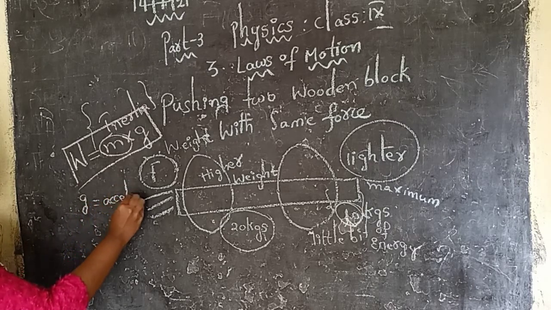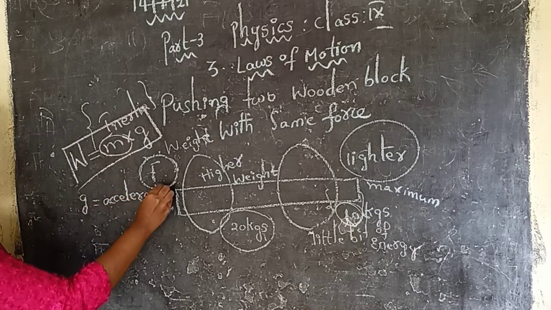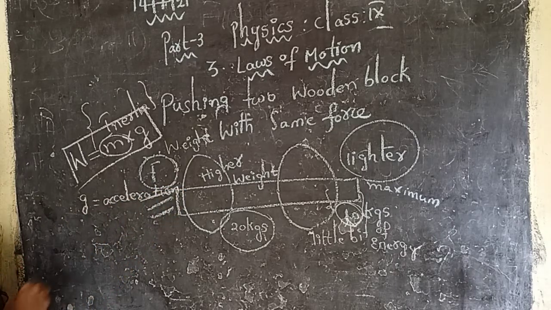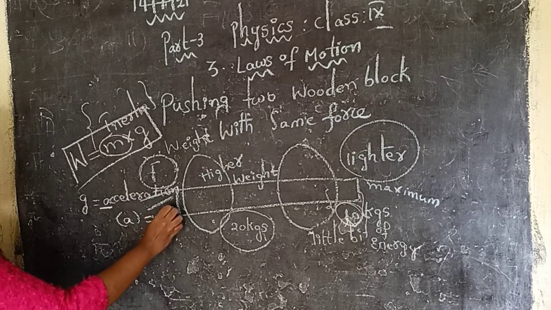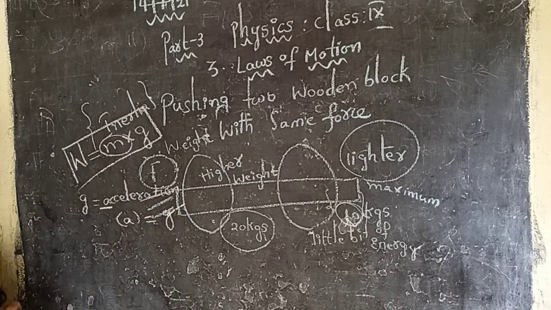Small g is referred to as acceleration. It is also denoted with the symbol small a. a is equal to g.